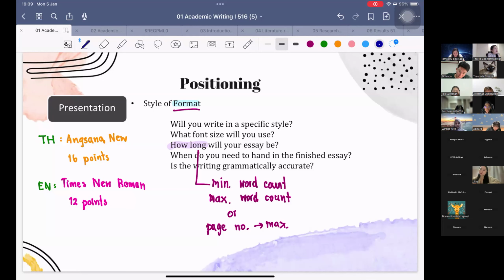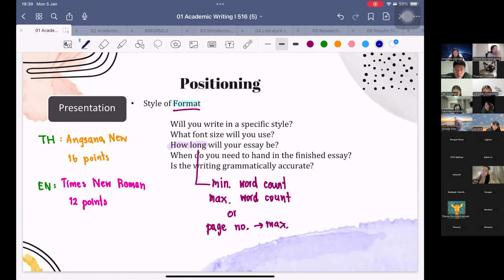Another thing is the format. Normally, if you submit your paper to a journal, you are going to have some kind of format that you need to follow, like the font size, font styles, the page boundary, which you can check later after you finish your writing. Many journals in Thai use page numbers, but in English, they are going to use word count. The minimum word count means that to submit to this journal, you need to have this many words.